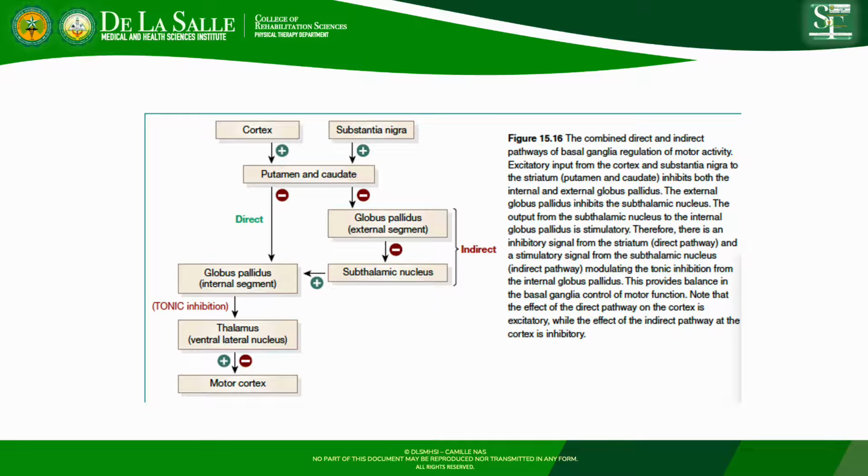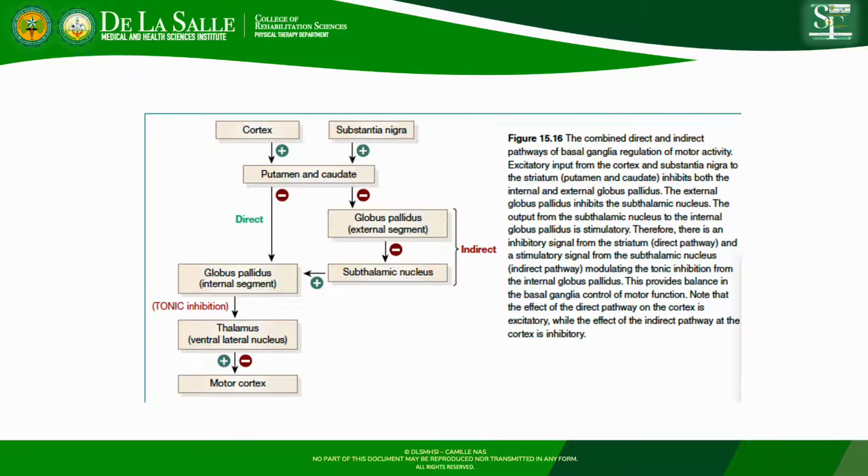Let's start again with the direct pathway. So this one will start from the cortex. It will send an excitatory input to the striatum. The function of the striatum is to inhibit the globus pallidus internal. So if they are excited, they will then be able to inhibit the globus pallidus internal. Now, the function of the globus pallidus internal is to inhibit the thalamus. If the striatum inhibits the function of the globus pallidus internal, it will not be able to inhibit the thalamus. The thalamus will therefore be able to send an excitatory output to the motor cortex.